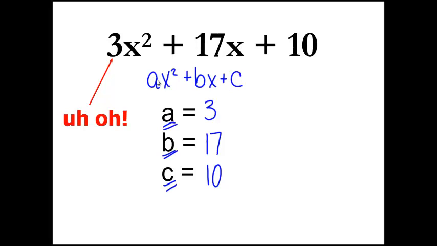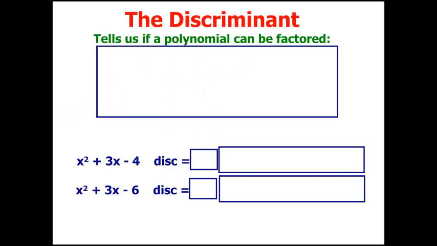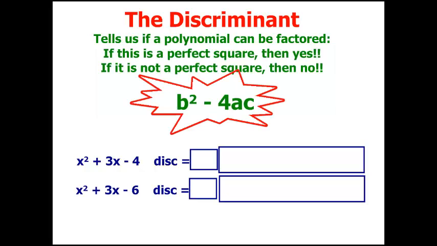And when we have a leading coefficient other than 1, it can be a little tricky to try and factor it. So one of the things we do is we look at what we call the discriminant. The discriminant happens to be part of the quadratic formula, which you will learn later this year, and it tells us if a polynomial can be factored. So what is the discriminant? It is b squared minus 4ac, and that should go in your little box.